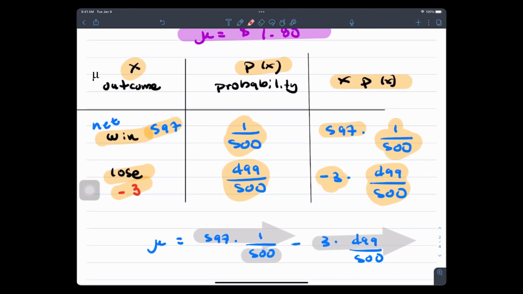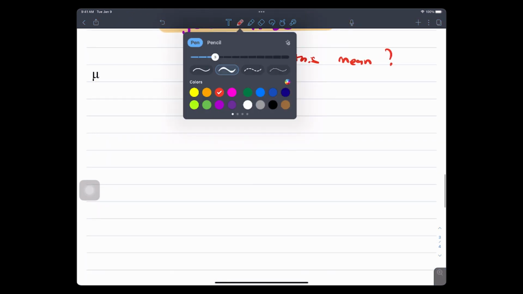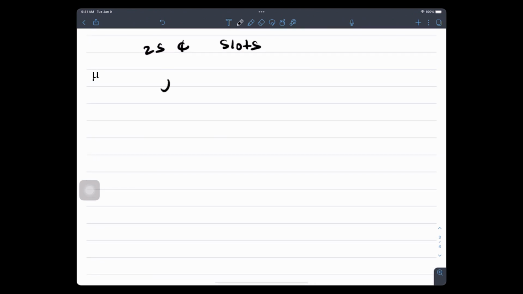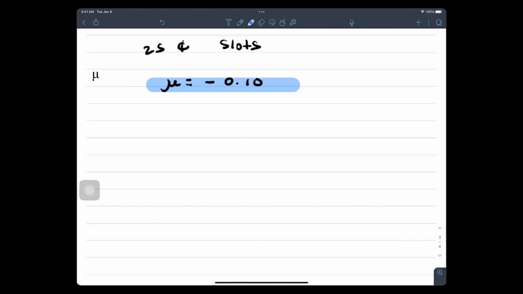Expected value. So let's go back to Vegas again. You said, you know what, Mr. Judge? I love the slot machines. Maybe you say, I love the 25-cent slots. You know, every game in Vegas is a negative what? Expected value game. Every game in Vegas. All right, you lose 10 cents. Like, for example, this is an example. I don't know what the expected value is for a 25-cent slot machine, but I know one thing for certain, it's a negative expected value game.